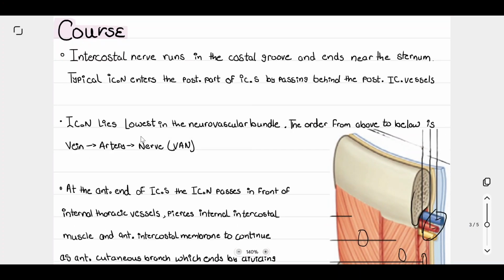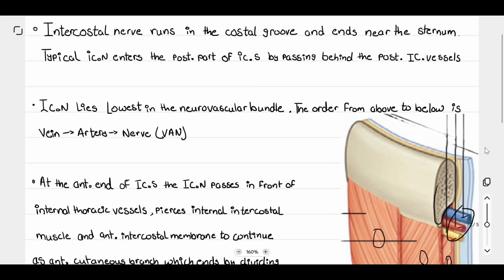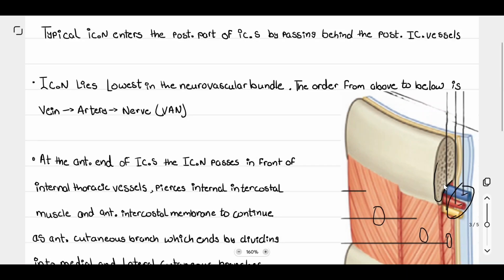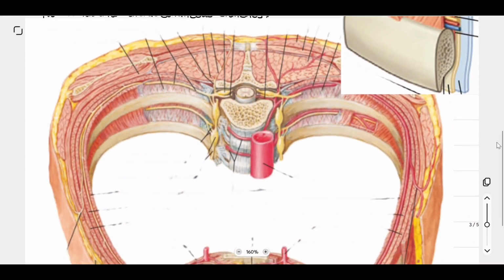The intercostal nerve lies lowest in the neurovascular bundle. This is the neurovascular bundle, and the intercostal nerve lies at the lowest position. The order from above to below is vein, artery and nerve. This is our vein, this is the artery, and this is the nerve, which can be remembered by the word VAN. At the anterior end of the intercostal space, the intercostal nerve passes in front of the internal thoracic vessels. So this is the diagram.